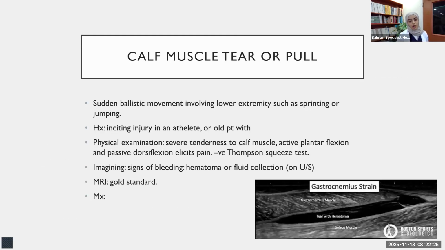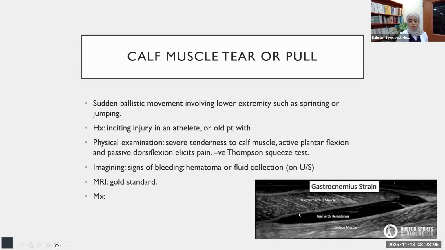The next thing is the calf muscle tear or pull, defined as sudden ballistic movement involving lower extremities, such as sprinting or jumping. History, usually the patient has an inciting injury, in an athlete or an old patient with comorbidities like CKD patients. In the physical examination, they will have severe tenderness to the calf muscle, active plantar flexion and passive dorsiflexion. Both of them elicit the pain. A negative Thomson squeeze test, which we use to test for the Achilles tendon rupture, which should be negative.